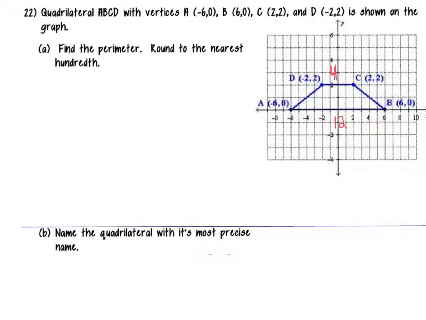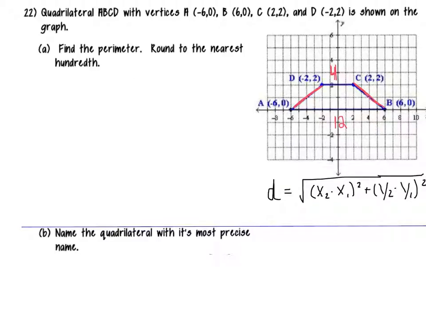All right, for the other two sides, DA and CB, I'm going to have to use the distance formula. So just a reminder, the distance formula is distance is equal to the square root of the difference of the x's squared plus the difference of the y's squared. Okay? And don't forget your squares.